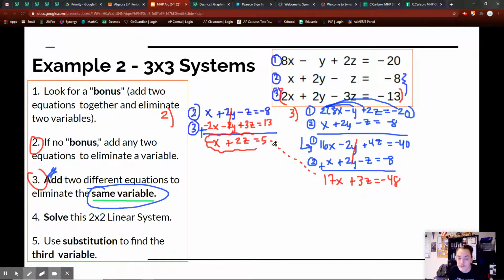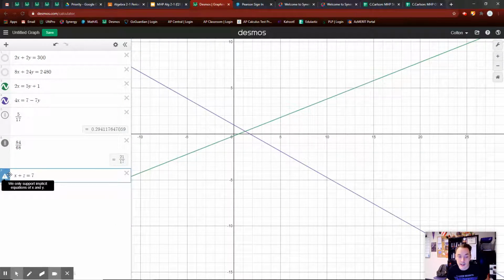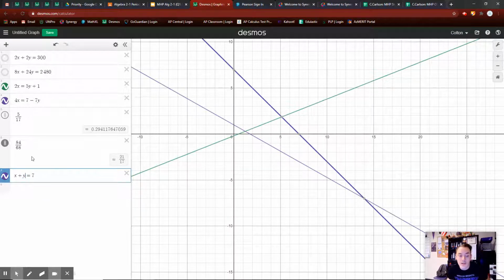Let's cloud them. Okay, I can now look at them and actually perform my 4th step, a 2 by 2 linear system. Why? Because they have the same variables, x and z. Now, if you did plug this into Desmos, you would have to change that z to a y, because Desmos does not render z. So if I just plug in these 2, like x plus z equals 7, that doesn't do anything, because it only supports x and y. So you would have to change that z to a y for it to do anything.